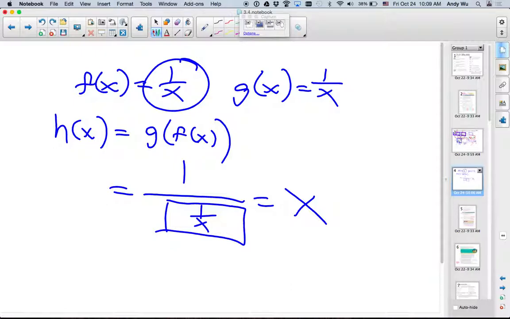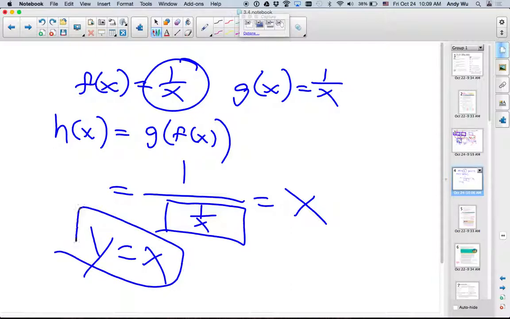So when I plug in 10, what do I get? 10, right? This, again, is almost like saying y equals x. When I plug in 10, you give me 10. When I plug in 0, it gives me 0. When I give you -4, it gives you -4. That's what's true about this. What about h of x? When I give you 10, it's 10. When I give you -4, it's -4. When I give you 0, it's undefined.